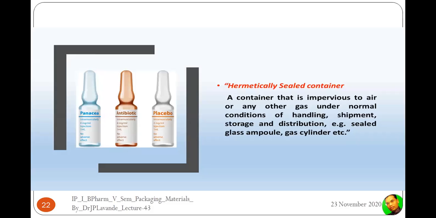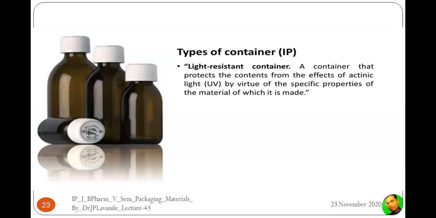The next type of container is said to be the hermetically sealed container. A container that is impervious to air or any other gas under normal conditions of handling, shipment, storage, distribution, for example, sealed glass ampoules or gas cylinders, etc. So these are said to be the hermetically sealed containers.